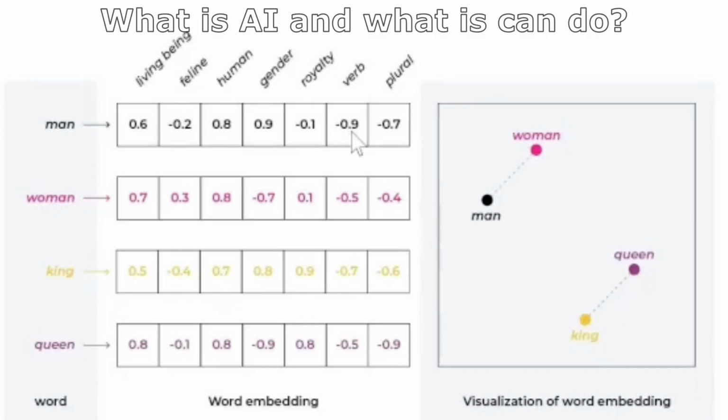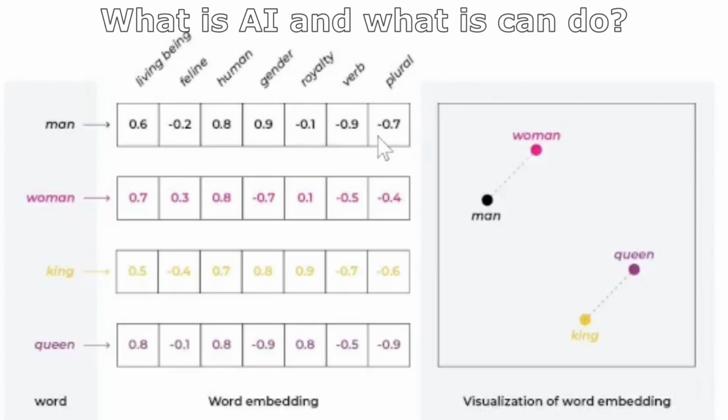Embeddings are large tables for each term. It's attributed a value that describes it. So for example, if we take a man, we can say it's very likely to be a living being. It's not probably going to be a feline. It is a human. It probably is a gender. Nothing to do with royalty. Really nothing to do with verb or plural.